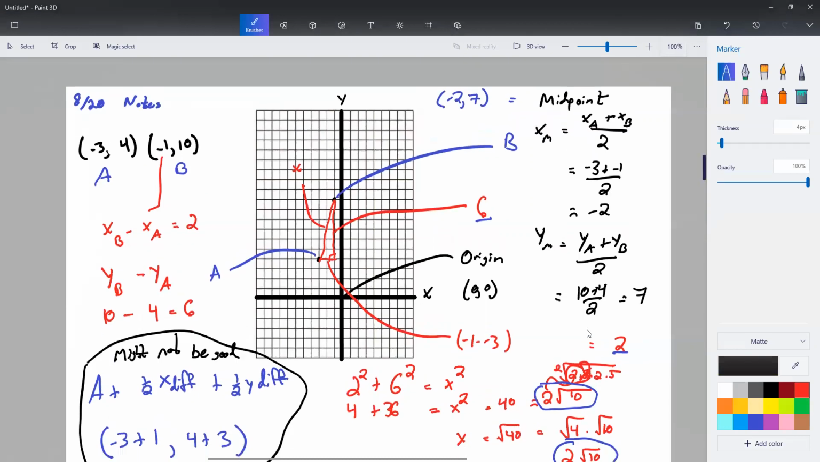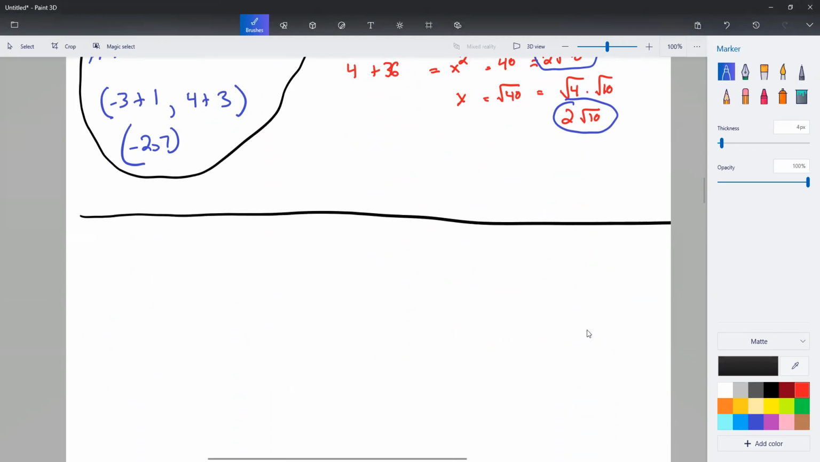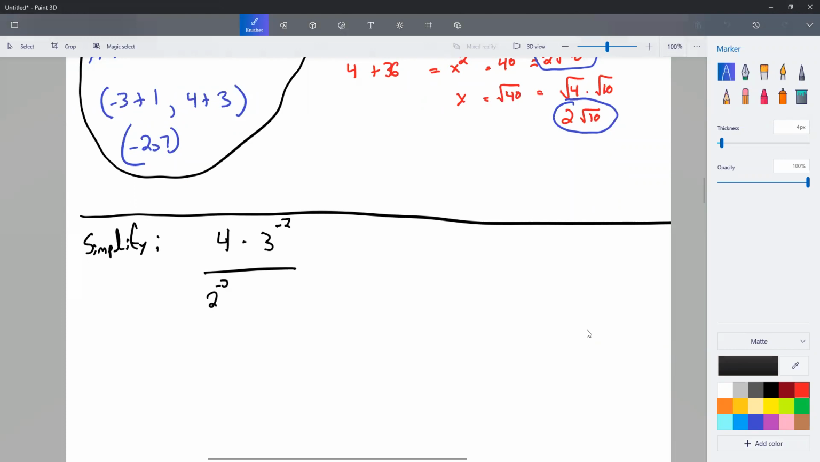Okay. So let's keep moving along. And we've got some simplification problems I want to talk about. So, very dangerously, we have the very simple instructions of "simplify," and that's all we're told to do. And we are given the problem. The way it's written is we're given 4 times 3 to the negative 2, all over 2 to the negative 2 times 3 to the negative 1.